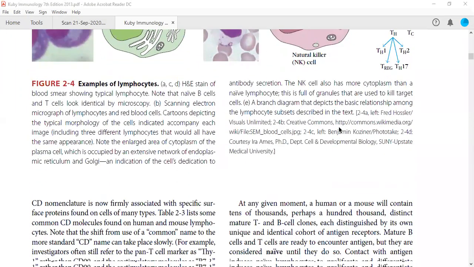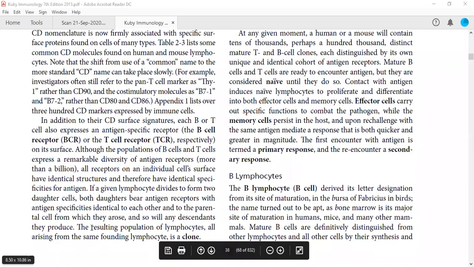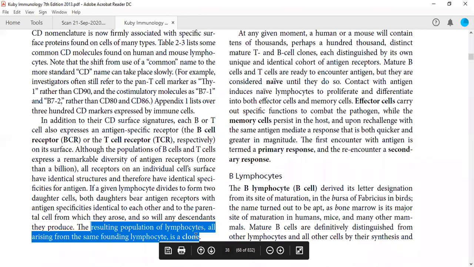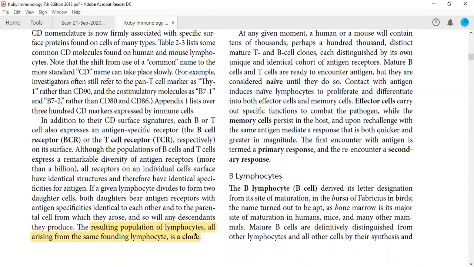To understand this, let's discuss some theory. The resulting population of lymphocytes, all arising from the same founding lymphocyte, is called a clone. Clone is the same type of cells which show the same specificity of receptors.